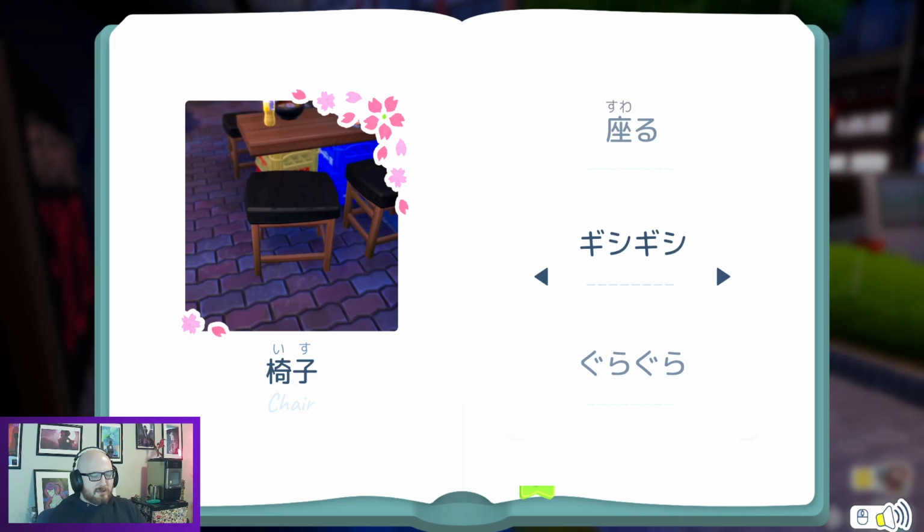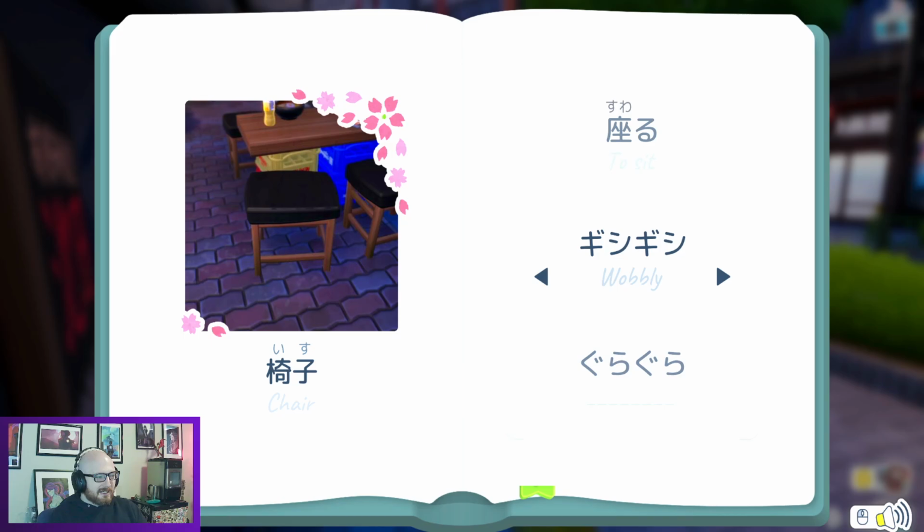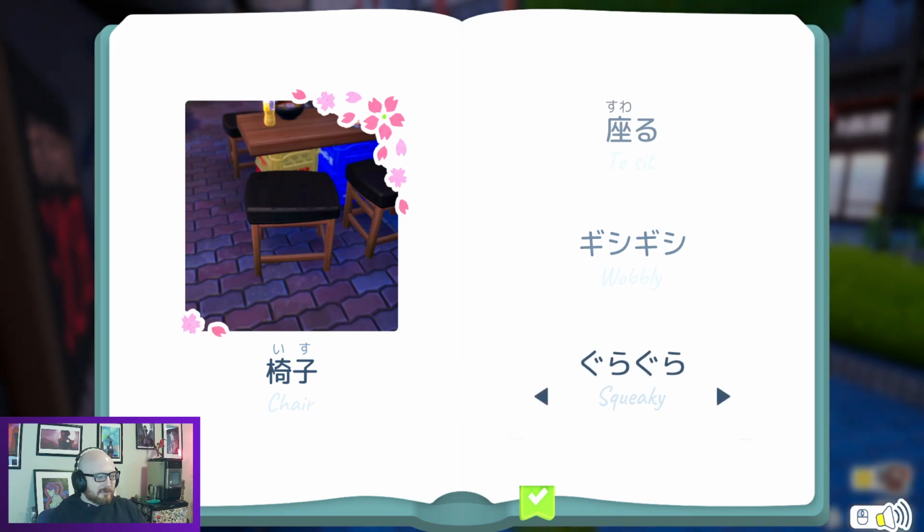So this is isu, chair. Suaru is up here. Then we have ギシギシ gishi and グラグラ gura. Okay, so I've never heard these onomatopoeias before. So let's get to sit up here. And let's see what we have. We have squeaky and wobbly. I think it's like this.